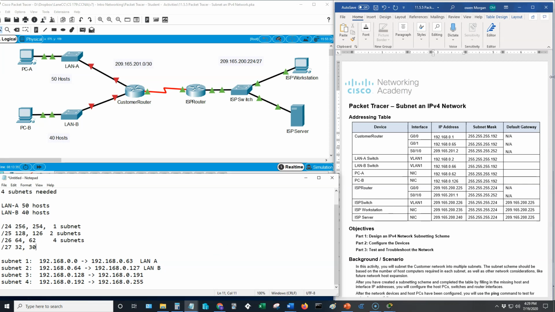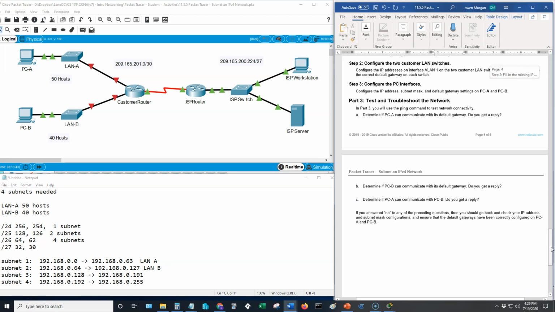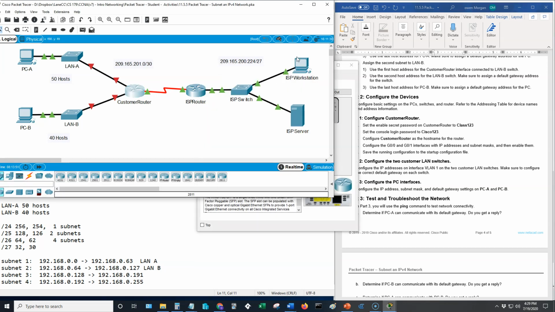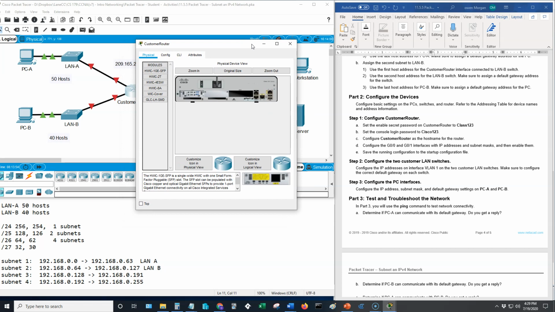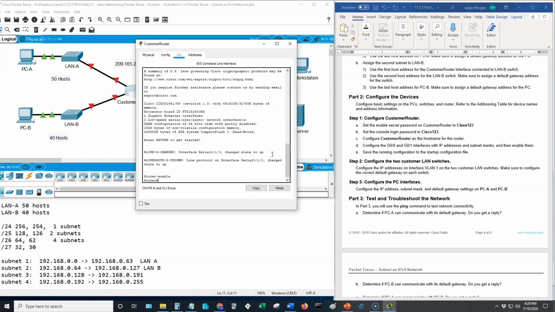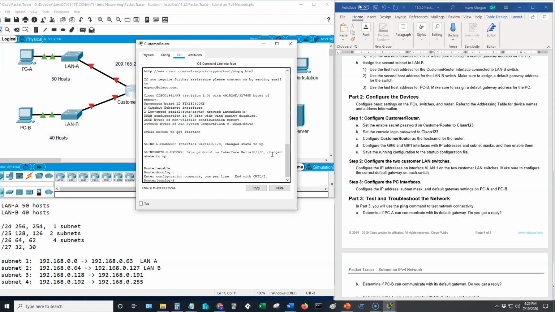Alright, so that was the hardest part of this, getting the subnet information figured out and the IP address ranges and the IP addresses for each of the devices. So let's go to the last portion here, the easiest portion, and configure the devices. Let me go to the customer router here, and it's asking us to do some setup. So let's enable the device. Go to the configuration, and then it says we want a secret password. So enable secret to class 123.